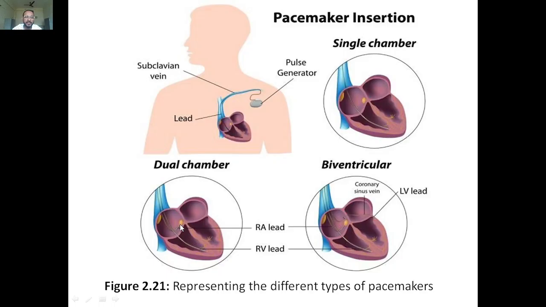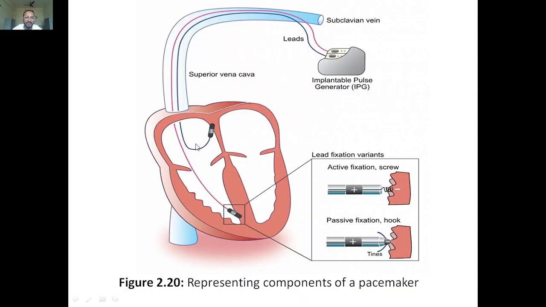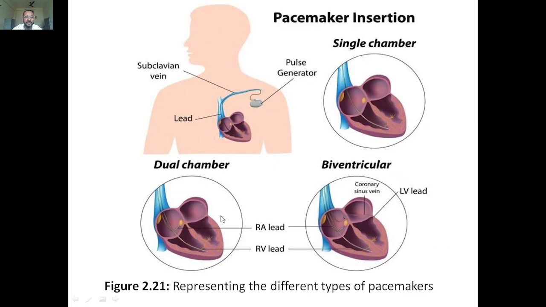Whereas dual chamber, as depicted in the previous diagram, has one lead for the right atrium and one for the right ventricle. See, this is the example: right atrium, right ventricle. Okay, so this is how it looks. So that is the right atrium lead and right ventricle lead.